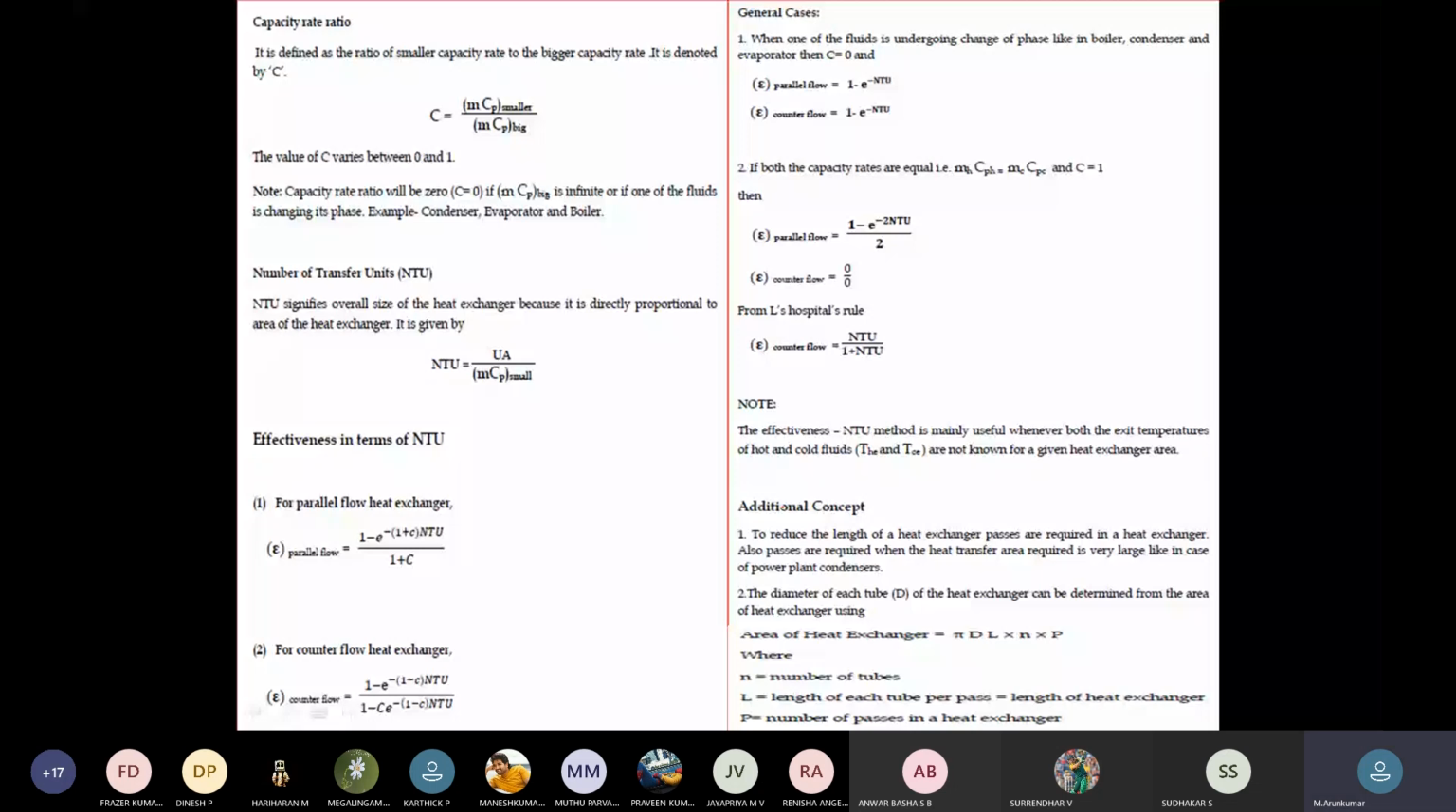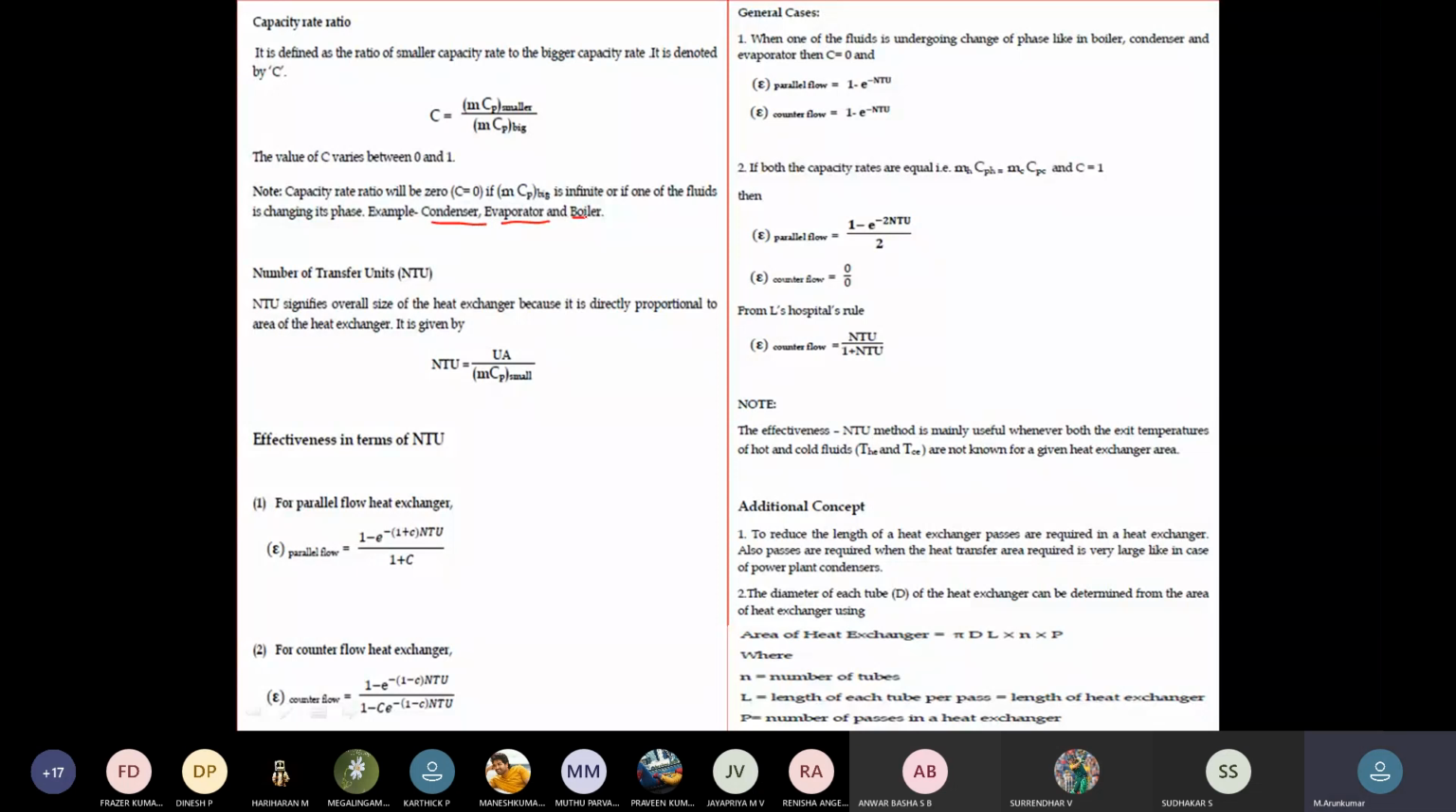So the value of C varies between 0 to 1. The capacity rate ratio will be 0 if mCp higher is infinite, or if one of the fluids is changing its phase. So if there is a phase change, this C value will be 0. Examples of these conditions can happen in the condenser, evaporator and boilers.